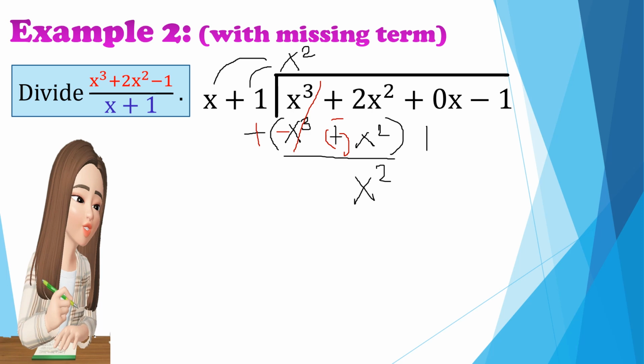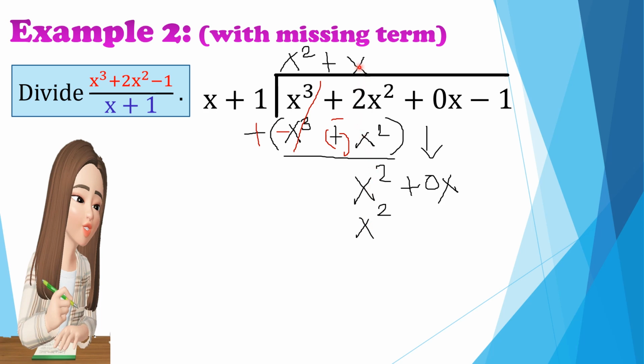Now, we are going to bring down the 0x. And we are ready to divide again. So x squared divided by x, that is equal to positive x. Now, the positive x will be multiplied to all the terms of the divisor. So x times x, that is equal to x squared. Again, align x squared to x squared because they are similar terms.